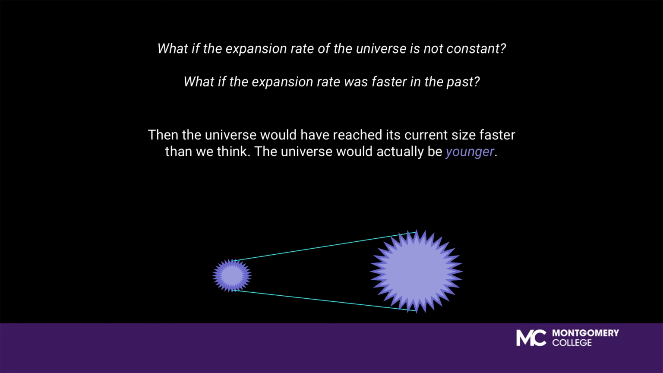Okay, so now we get the importance of the Hubble constant. Thus far, we've been assuming the expansion of the universe is constant. The slope is constant. It has been constant over time. But what if that's not true? What if the universe was expanding faster in the past, and then it started slowing down? That would mean that we would have gotten to the size where we are right now faster, and the universe would be younger than we think it is.